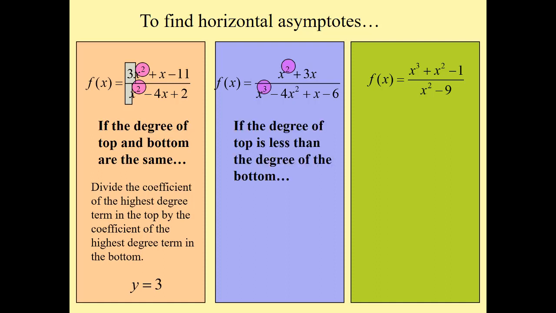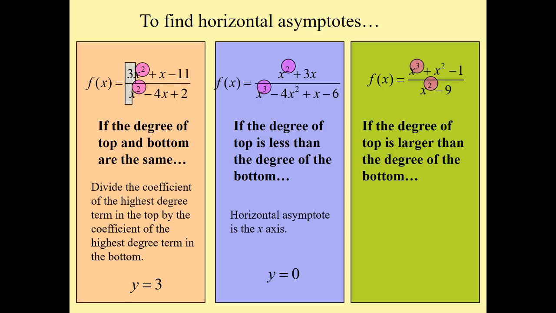The second one, you notice that the degree of the top is smaller than the degree of the bottom. And so, if the degree of the top is smaller than the degree of the bottom, the horizontal asymptote will always be the x-axis, or y equals 0. If, however, the degree of the top is larger than the degree of the bottom, there are no horizontal asymptotes.